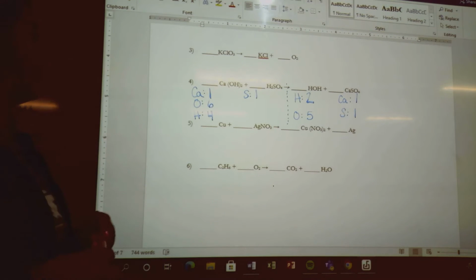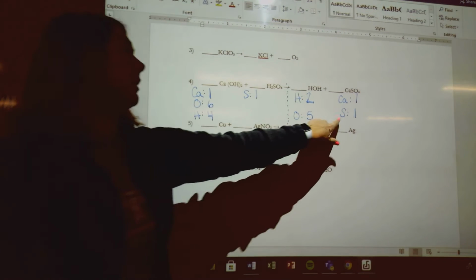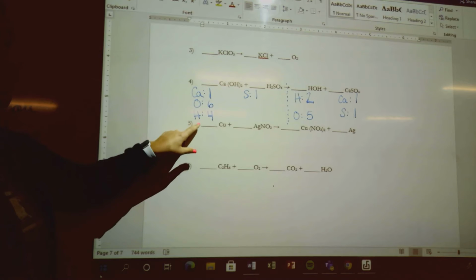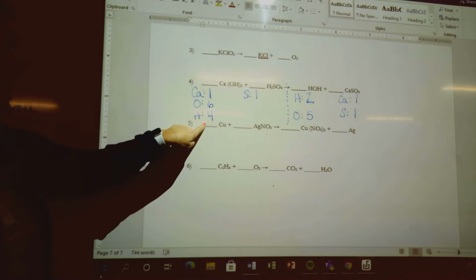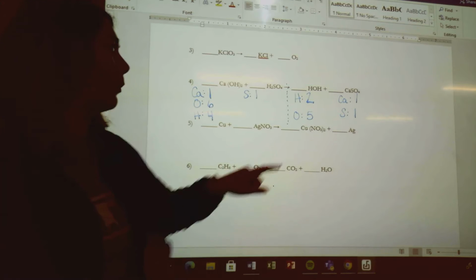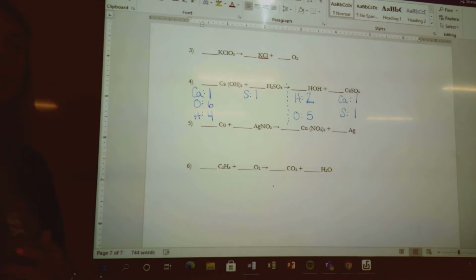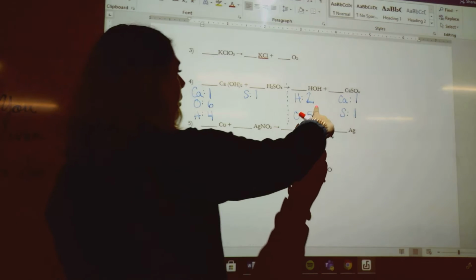All right, so our Ca's and our S's are all happy. 1 to 1, 1 to 1. So let's start with our H's. We have 4 on this side and 2 on this side. What can I do with that? Multiply that H by 2. Perfect. I can multiply this side by 2.